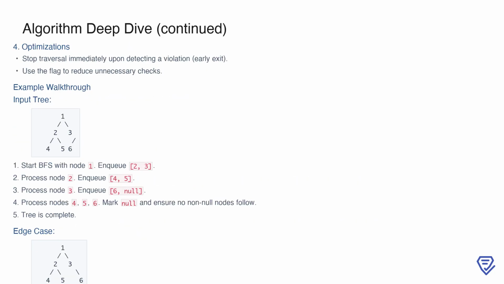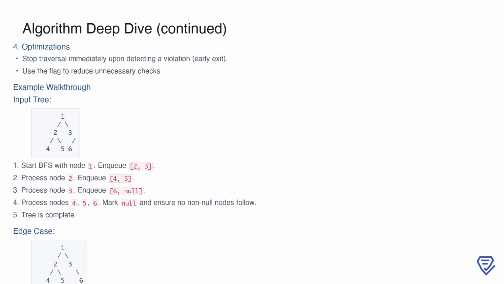There are also optimizations we can make to improve the algorithm's efficiency. For instance, we can stop the traversal as soon as a violation is detected, exiting early to save unnecessary processing. Additionally, the use of the null flag itself is an optimization, as it reduces redundant checks for completeness. Let's explore an example to see the algorithm in action.